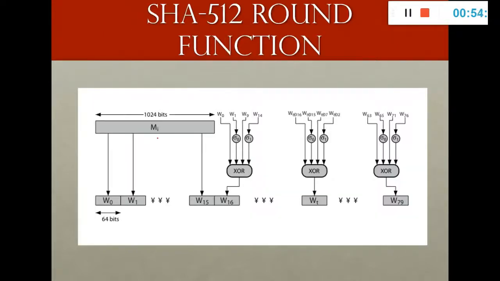And this is the SHA-512 round function, 64 bits. The first 16 values of W_t are taken directly from the 16 words of the current block. The remaining values are defined as a function of earlier values using rotate, shift, and XOR. The function elements you can see here.